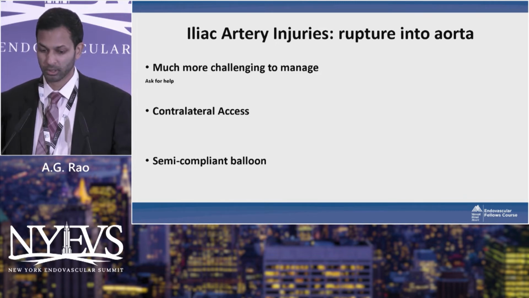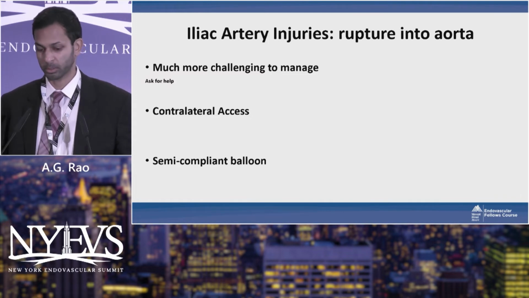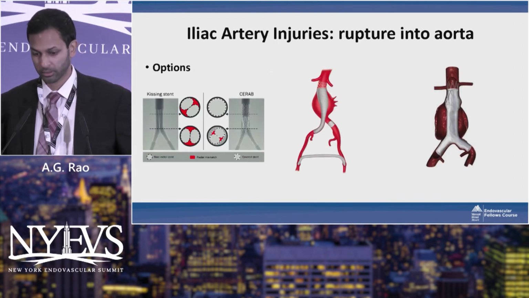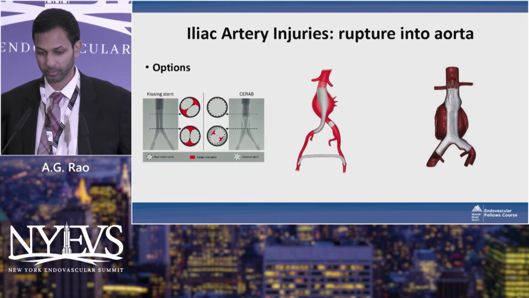For this, you should consider, if you don't already have it, getting contralateral access, and this is where you can put up a large aortic occlusion balloon to kind of temporize the situation until you figure out what to do. So there's a lot of different ways that we treat the distal aorta. So we've done kissing stents, but as you can see, one of the risks of that is you can have little kind of leaks, gutter leaks. So it's not really the best way to do it.